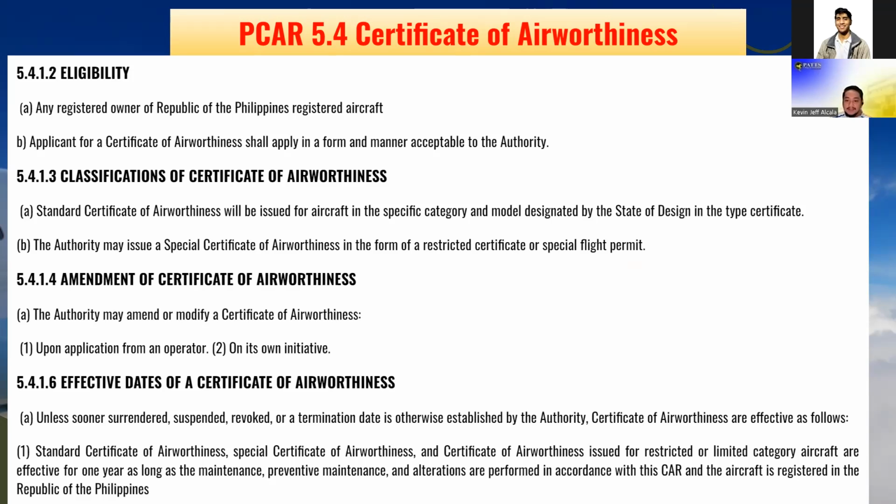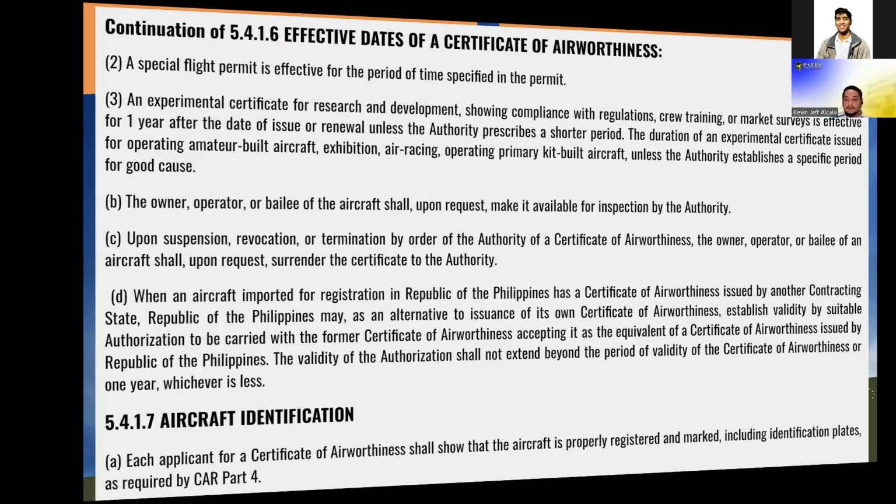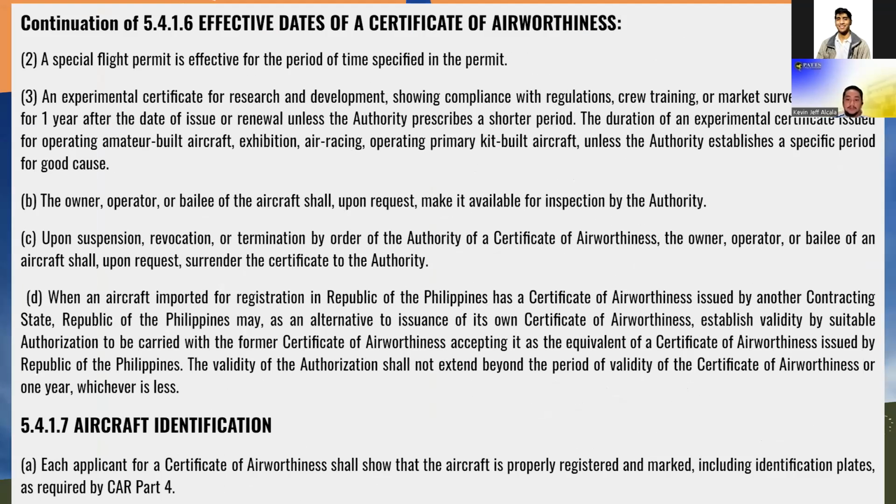For example, the Standard Certificate of Airworthiness and Special Certificate of Airworthiness are valid for one whole year as long as the maintenance and other alterations are done accordingly with the aircraft registered in the Philippines. On the other hand, special flight permits are only effective depending on the specified validity in the permit. For the experimental certificate, the certificate is also valid for one whole year unless the authority prescribes a shorter period of time. In addition, the certificate is for research and development only.